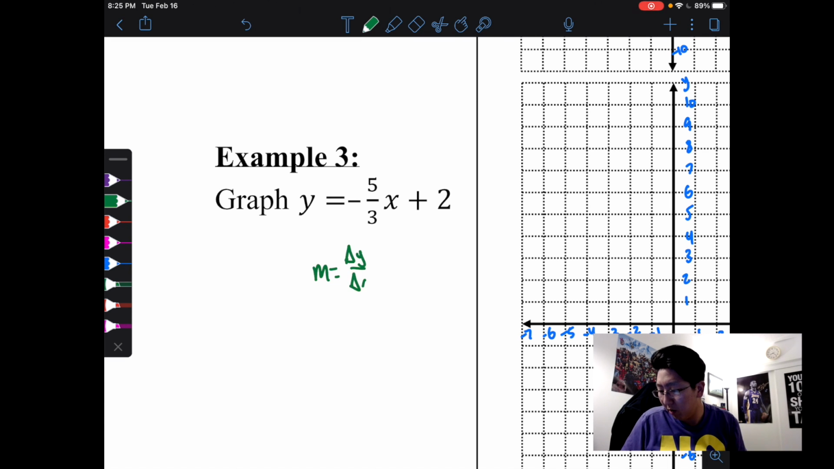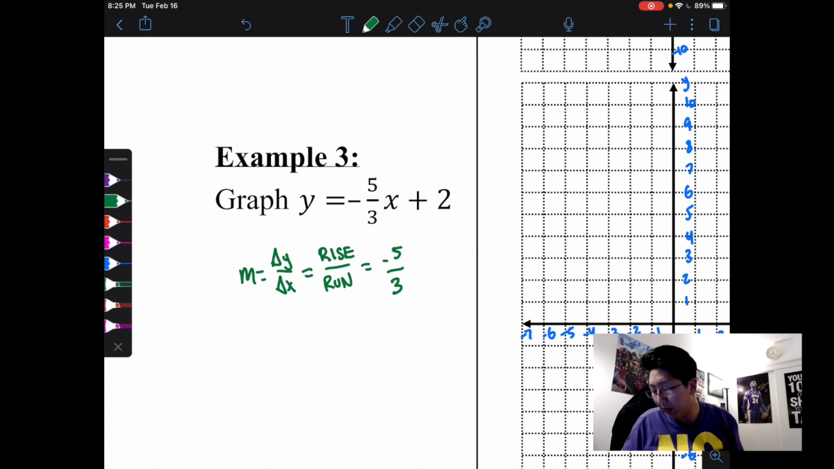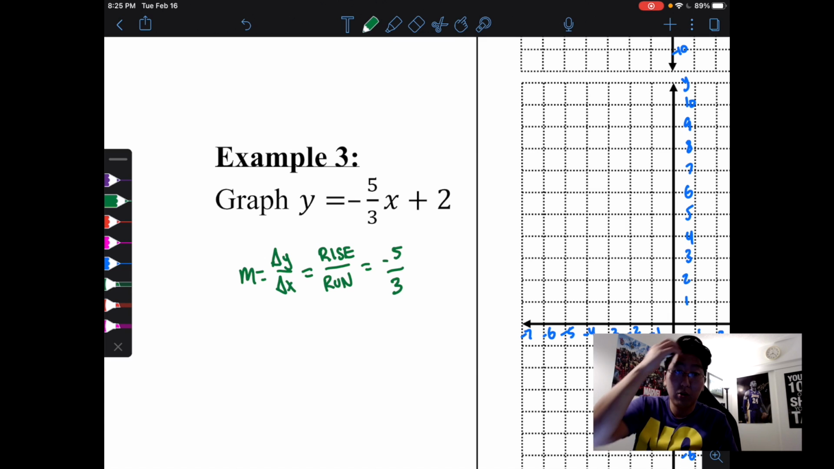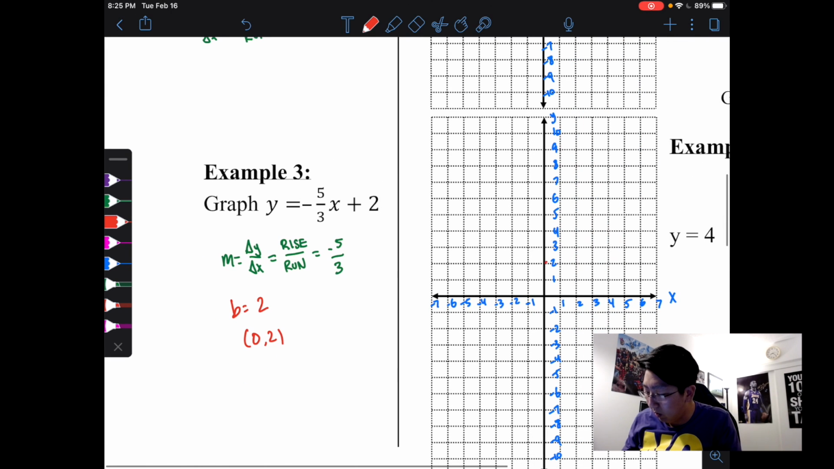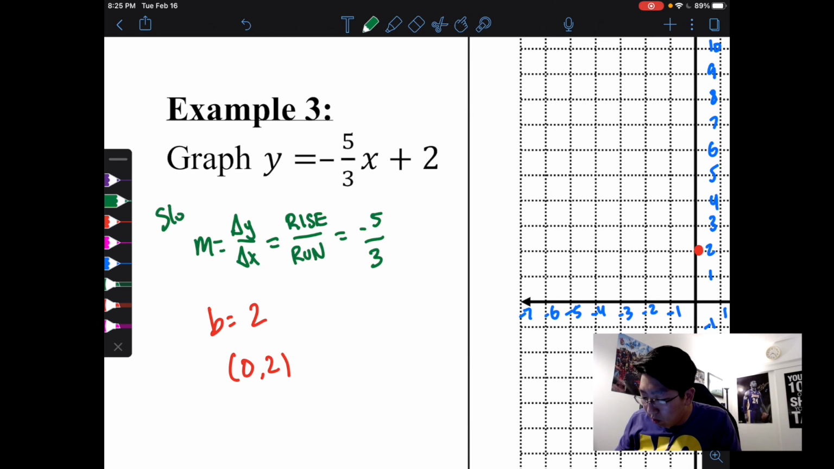M equals change in y over change in x, which is rise over run. So it's telling us that it's going to change -5 over 3. Okay, so it's going to go down 5, but over 3. Over meaning run on the x-axis. And our b here is 2. So we have 0, 2. Let's go ahead and start our line there. 0, 2.